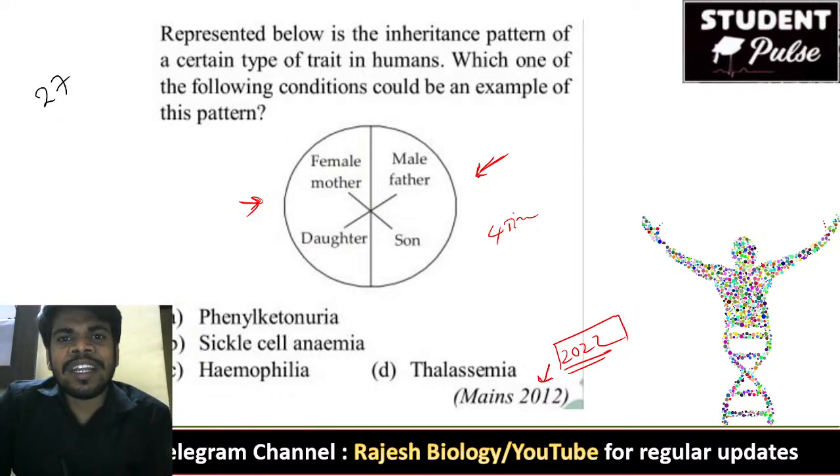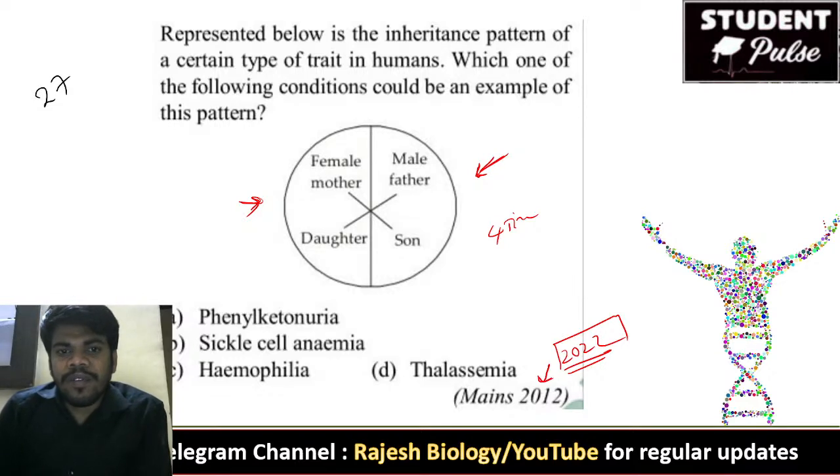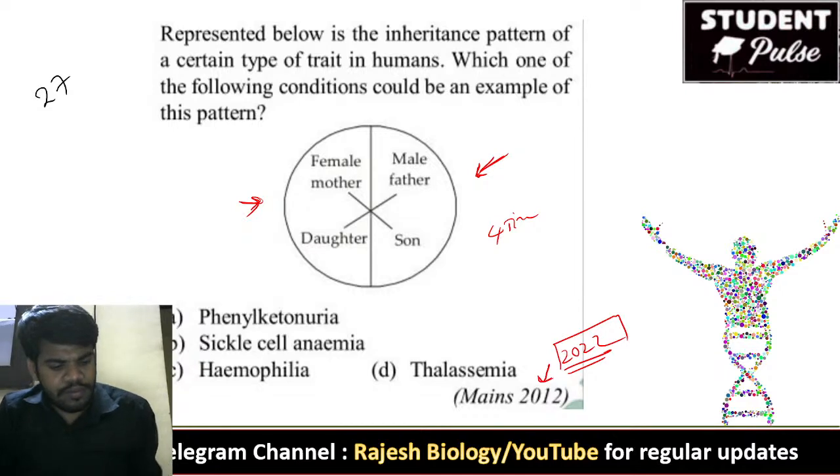Represented below is the inheritance pattern of a certain type of trait in humans. Which one of the following conditions could be an example of this pattern? Mother to son. Which gene enters into the son from mother? And which gene from father to daughter? I just explained. Daughters are safe if father is good.